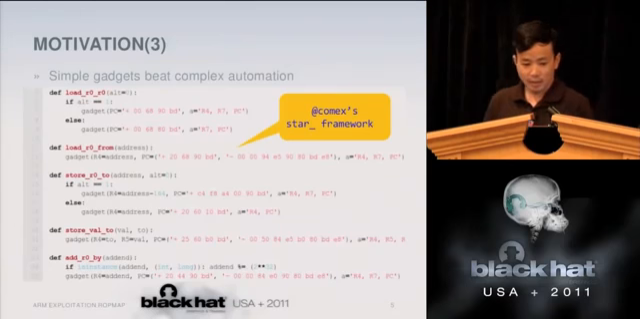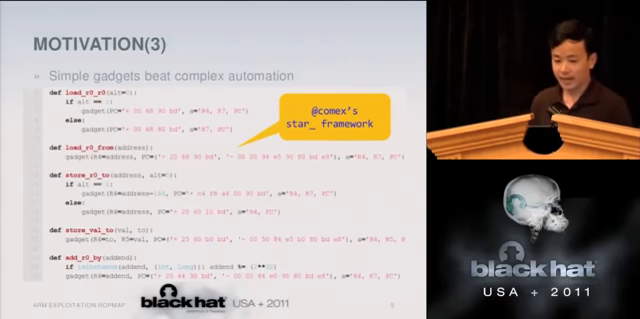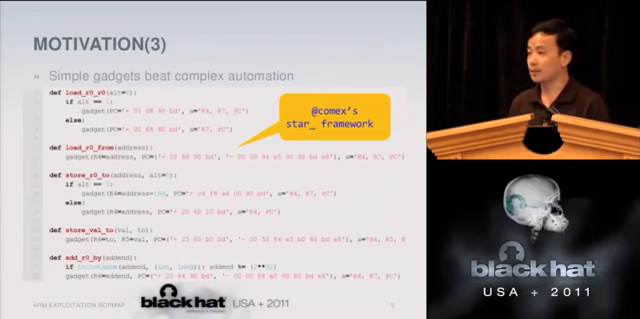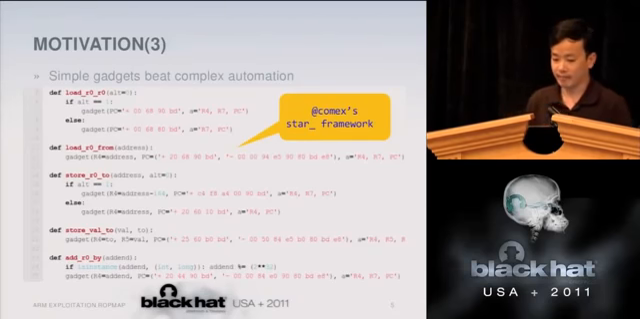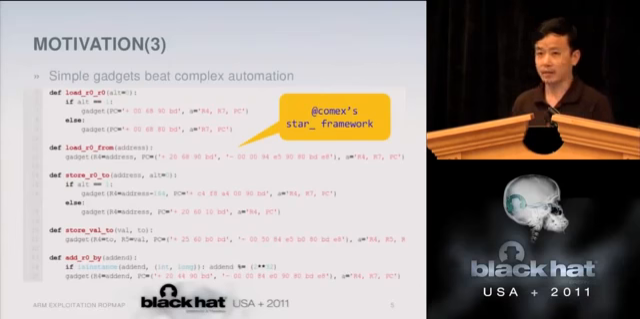So one thing we note here is that, in order to do ROP automation, we only need to use simple gadgets instead of trying to find complex gadgets.